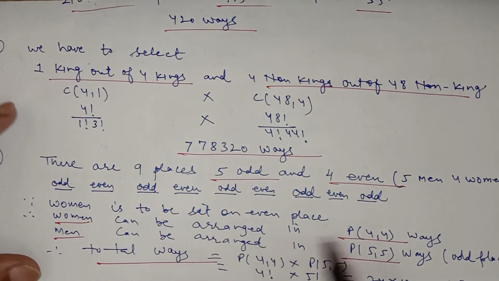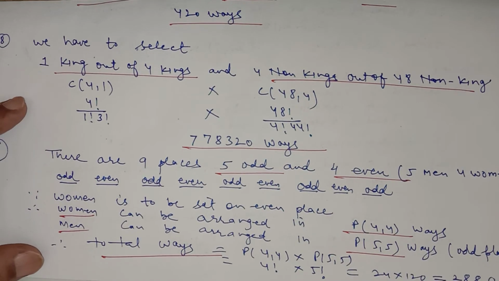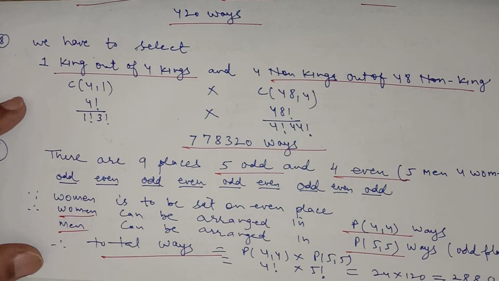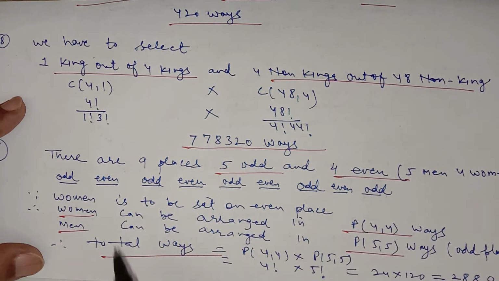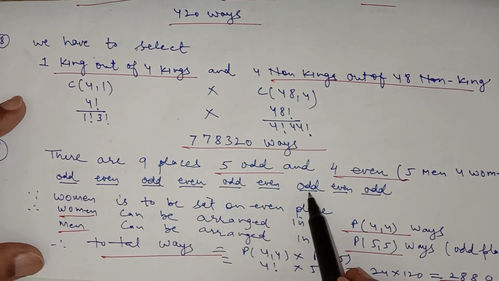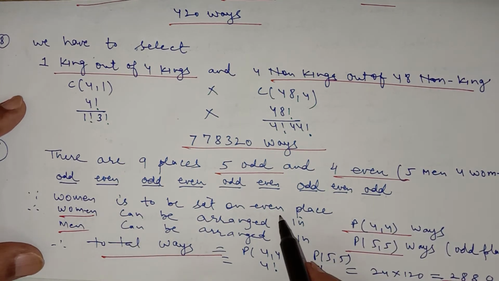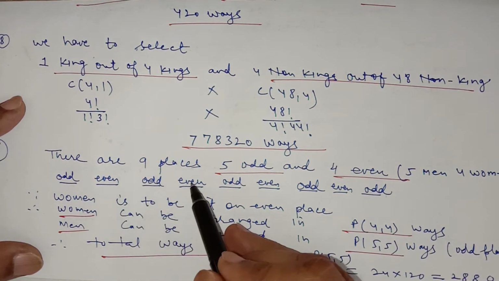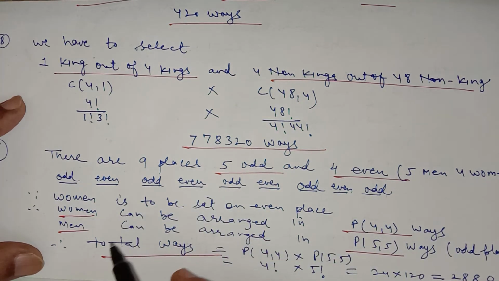Now in question number 9, there are 5 men and 4 women. You have to arrange them in a sitting arrangement, and it is given that the women should occupy the even places. So we have places 1, 2, 3, 4, 5, 6, 7, 8, 9. Women should be at the even places. How many even places are there? 1, 2, 3, 4. There are 4 even places.